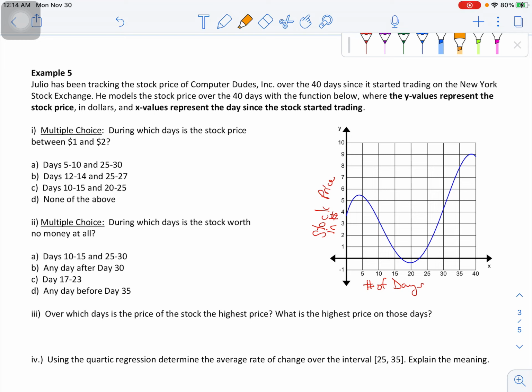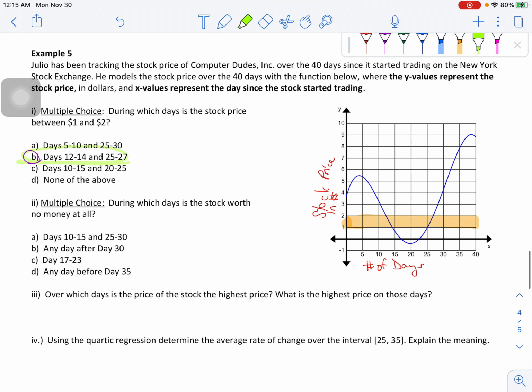Well, let's see here. So this is our $1 and $2, and so this is our kind of time frame here. And there are 2 periods of time that work for this. We've got about day 12 or 13 to maybe day 14. So it's looking like part B is the right answer, but let me make sure that the second half of part B makes sense. So day 25 to day 27, it does. So part B is absolutely my answer here.